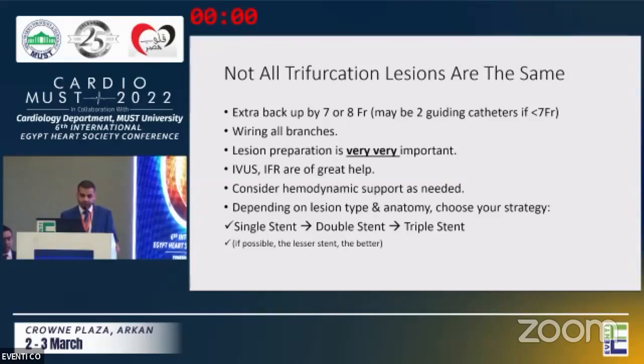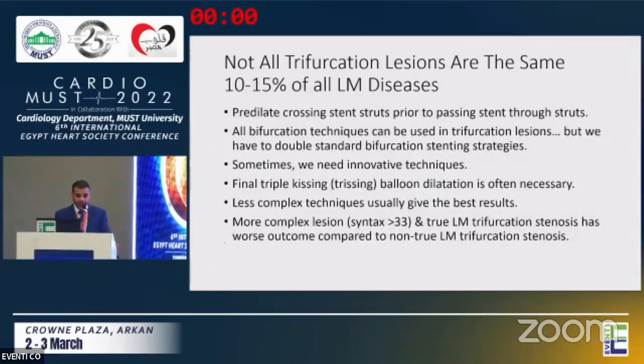Extra backup by 7 or 8 French is important. Wiring all branches. Lesion preparation is very, very important. IVUS is mandatory. Consider hemodynamic support as needed by the previous indications. Depending on the lesion and the anatomy, you can choose your strategy, either single, double, or triple. And you have always to keep in mind that lesser stents are always better.